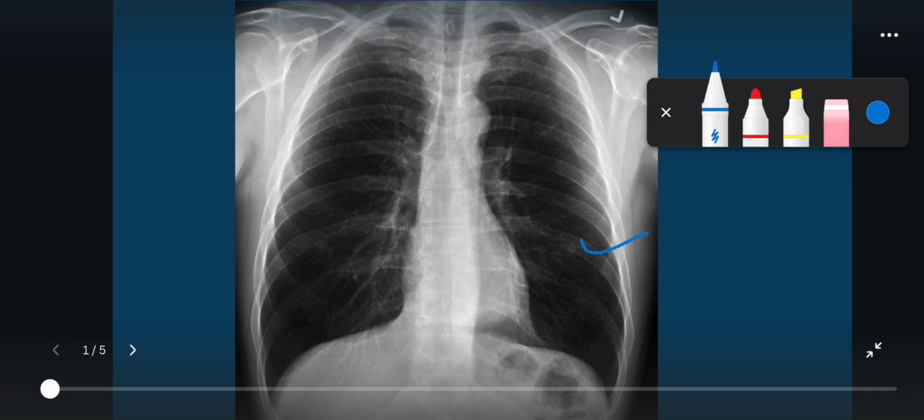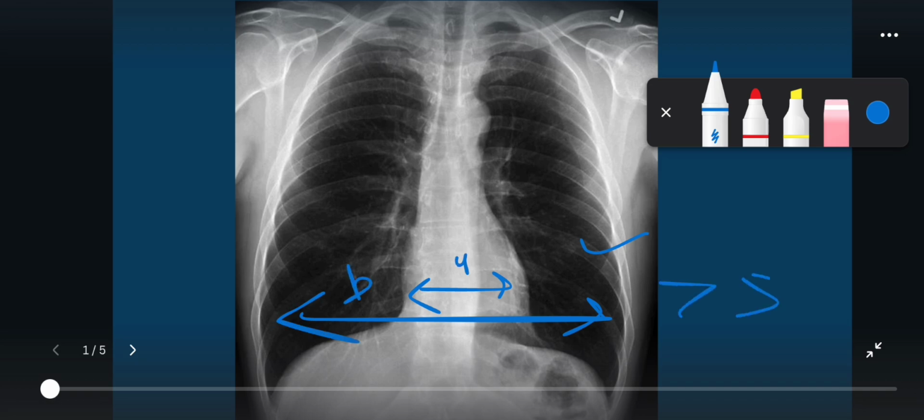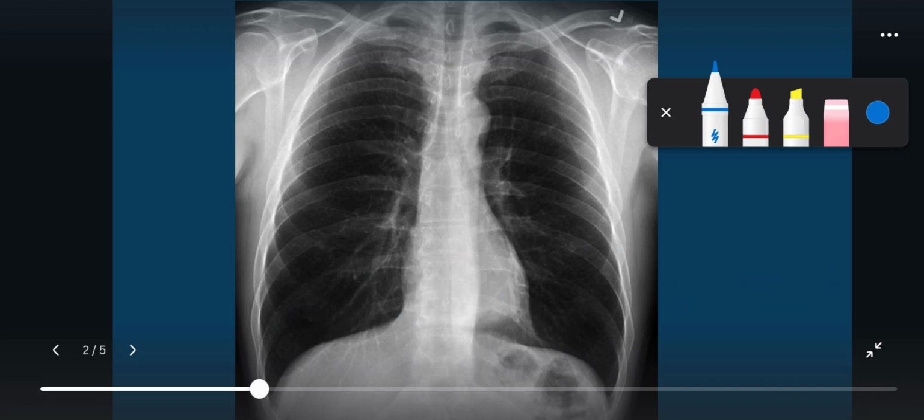What is our ABC? C is cardia. Cardia is heart. What we have to see in the heart is the size of the heart. If this is cardio and this is thoracic, this is the cardiothoracic ratio. If the cardiothoracic ratio is more than 50%, we call it cardiomegaly. And then D is diaphragm.